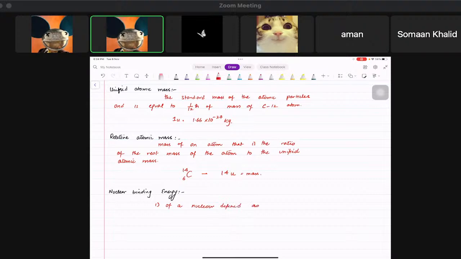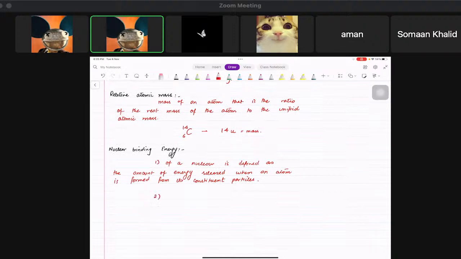Nuclear binding energy of a nucleus is defined as the amount of energy released when an atom is formed from its constituents, like that. Okay, in fact, you can write constituent particles. That would be even better. All right, so this is one of the definitions.